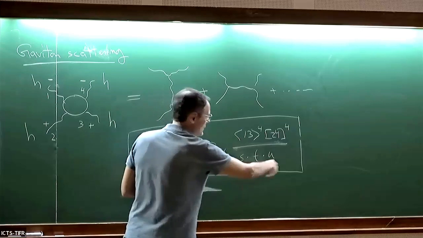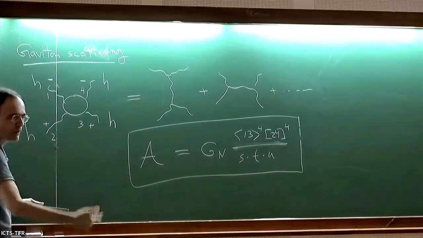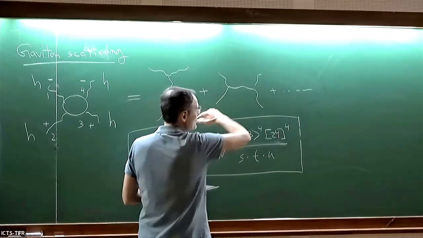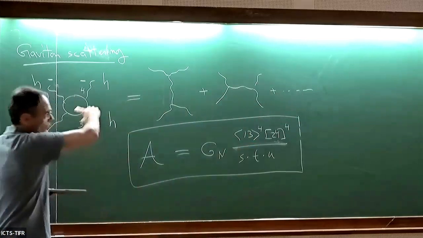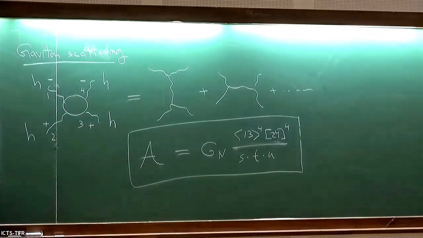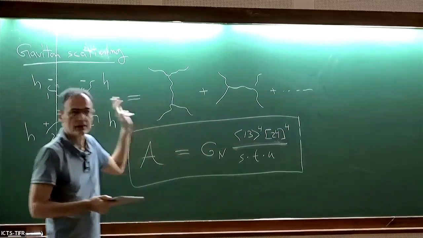The s, t, and u are the Mandelstam variables, and they are poles, telling you they are poles in the three channels. Okay, as you expect also from Feynman. These are guys related with the helicities. Okay, we will see.